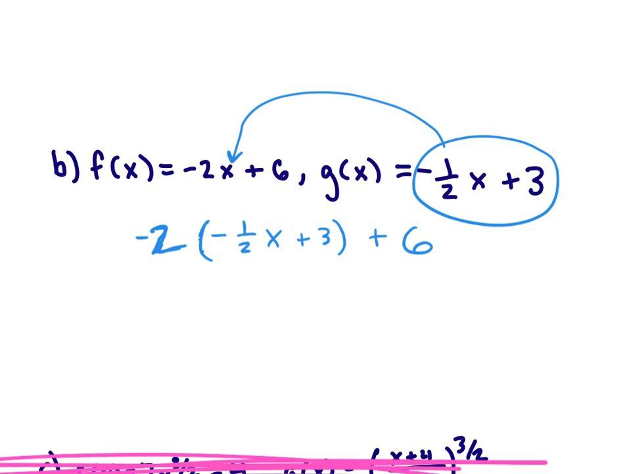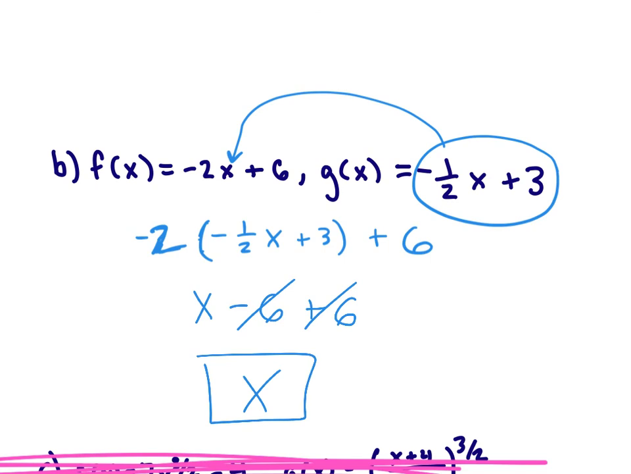And what should we do next? Distribute the negative 2. So what's negative 2 times negative 1/2 x? Just x. And then negative 2 times 3? Negative 6. And then plus 6. These cancel, so then we're just left with x. So are they inverses of each other? Yep. When we just have x as our answer, they are inverses. If we had anything else with that x, they would not be inverses. If it was x plus 1 or negative x, not inverses.